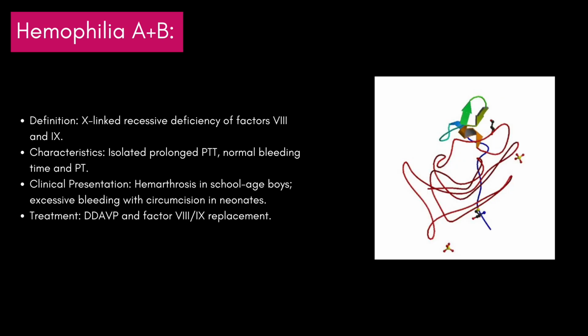Let's take a look next at hemophilia A and hemophilia B. Definition: X-linked recessive deficiency of factors 8 and 9. Characteristics: isolated prolonged PTT, normal bleeding time and PT. Clinical presentation: hemarthrosis in school-age boys, excessive bleeding with circumcision in neonates. Treatment: DDAVP and factor 8 or factor 9 replacement.